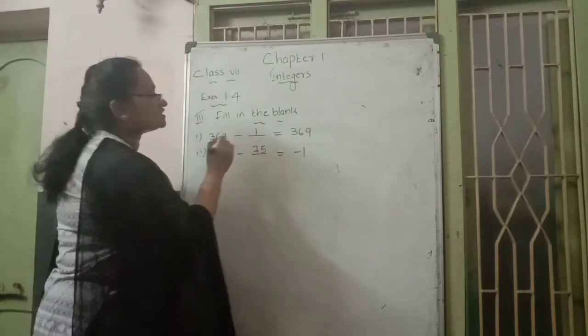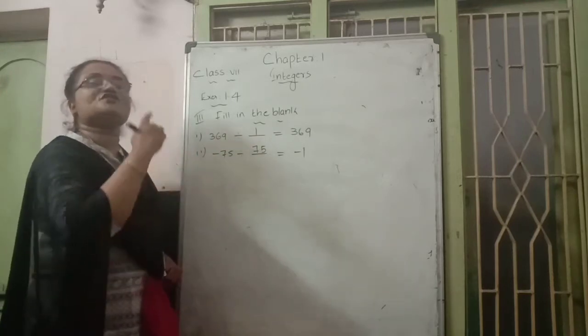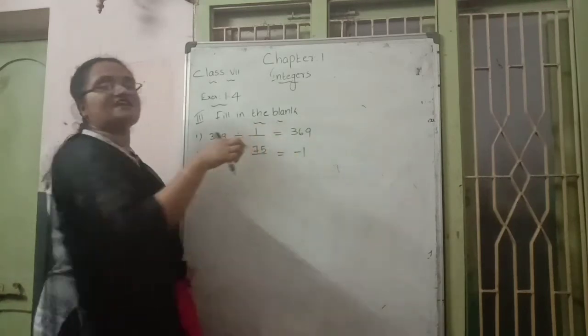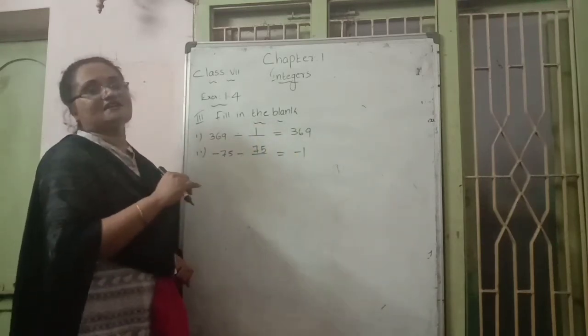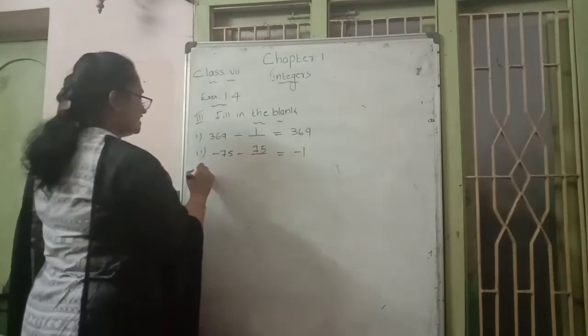Here also, the minus sign is put two times, and a minus symbol repeated two times means the answer changes to a plus 1. In our question they have given us minus 1 as the result. So we mark 75 as the blank place.